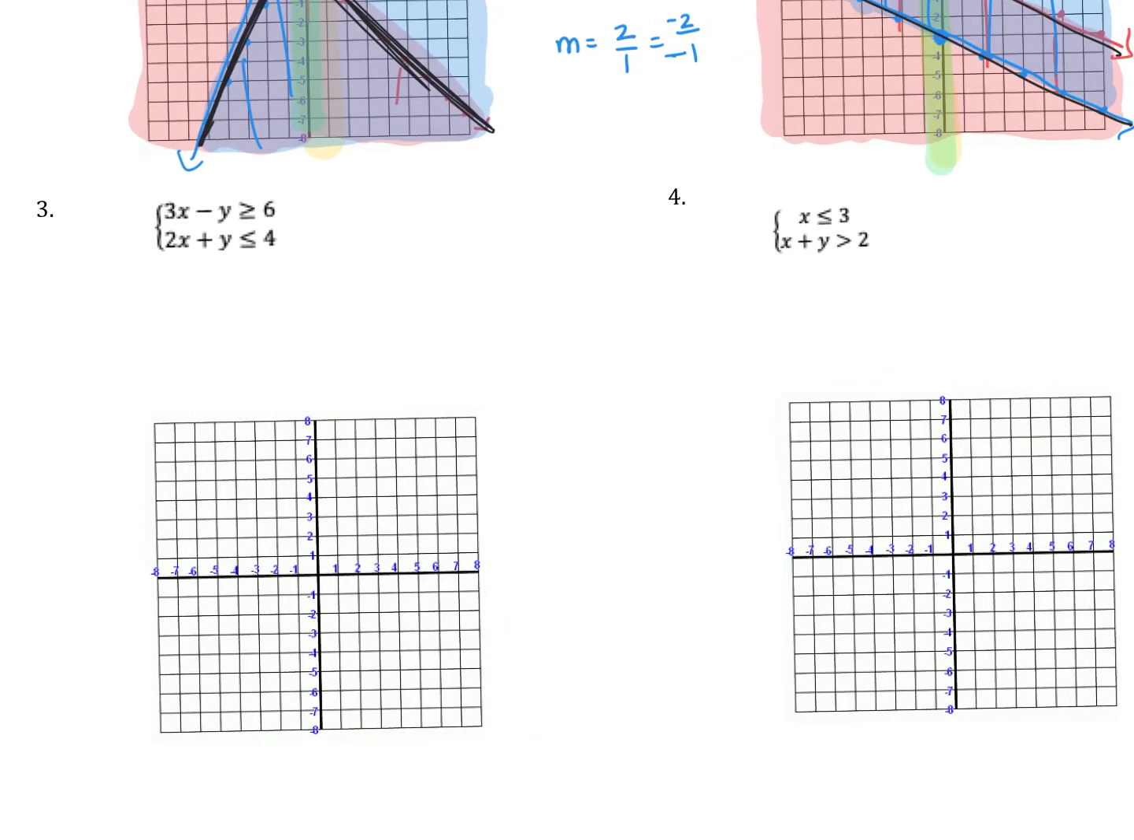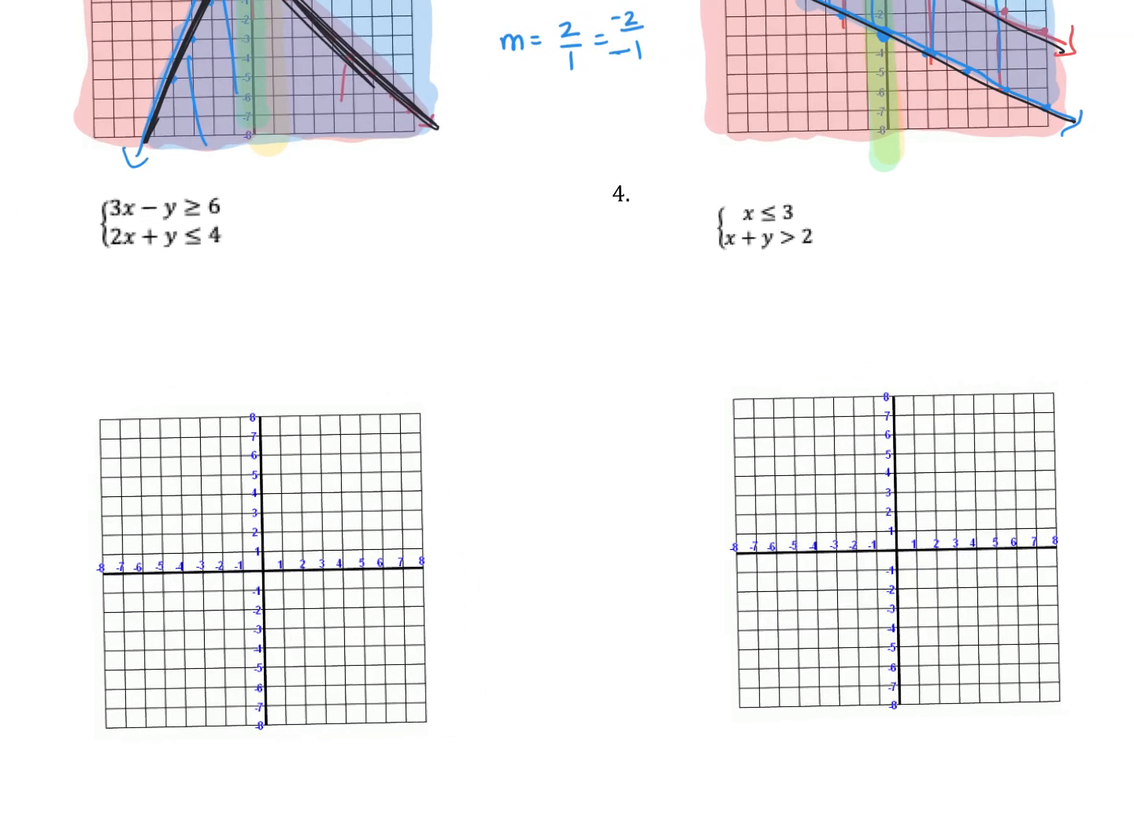Okay, let's look at number 3. Number 3, we have 3x minus y is greater than or equal to 6. So that one's going to need some work. Okay, I want to get my y by itself. So I'm going to subtract 3x from both sides. So now I have negative y is greater than or equal to negative 3x plus 6.